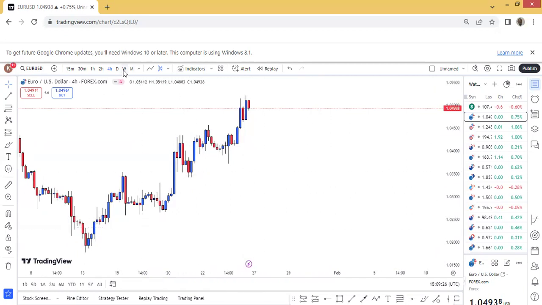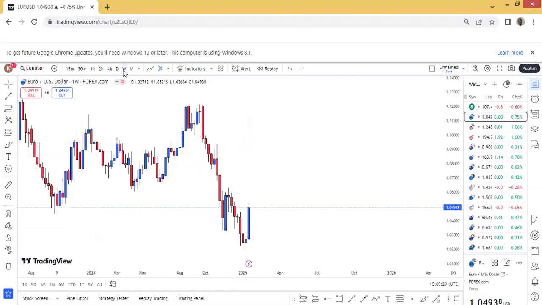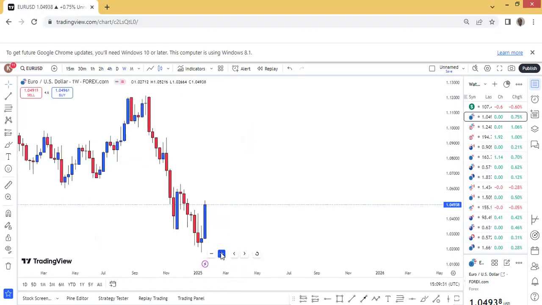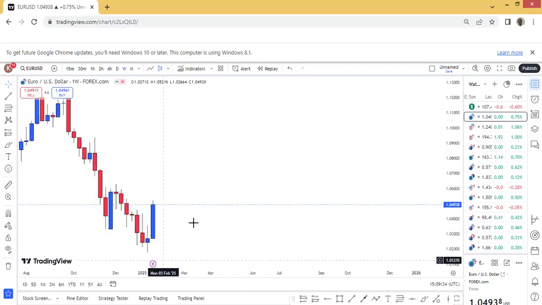The first thing that I do is go to the weekly. On the weekly, this is just a candlestick pattern that I'm looking at. This is a morning star, a 3 candlestick pattern, 1, 2, 3. And this week, the candlestick is very bullish, and it has engulfed 3 candles. So it tells you that the week was very, very bullish.